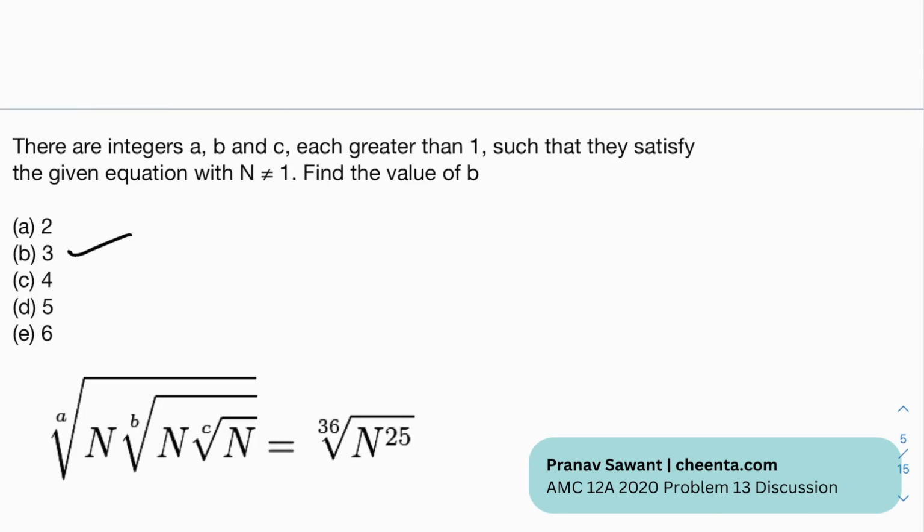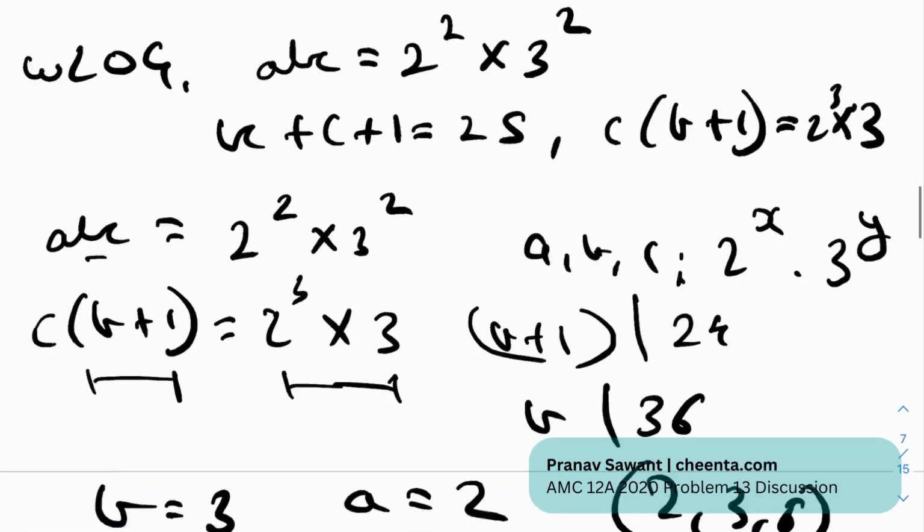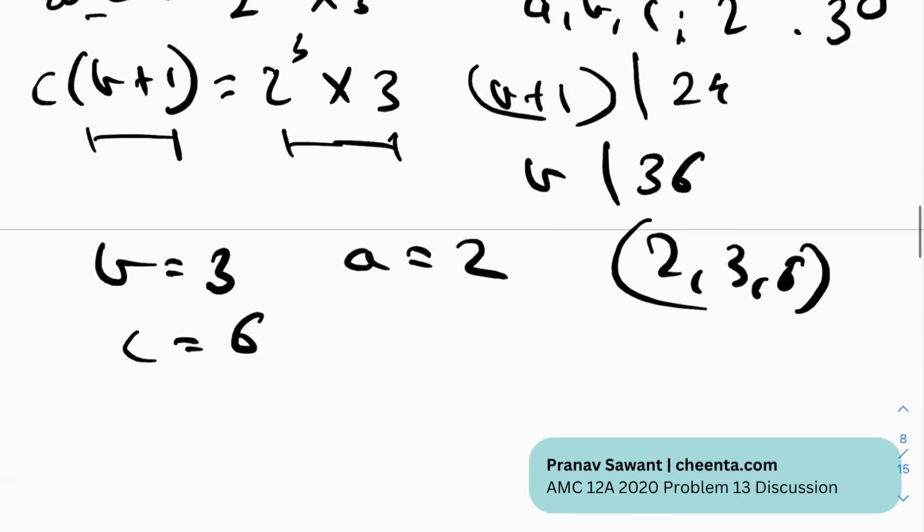But we got to this without even seeing the options, and I had said earlier in the video that we can use the options to our advantage, right? So instead of this guessing, instead of this estimation that b will be 3, using the idea that b plus 1 divides 24 and b divides 36, we can just directly check the options.